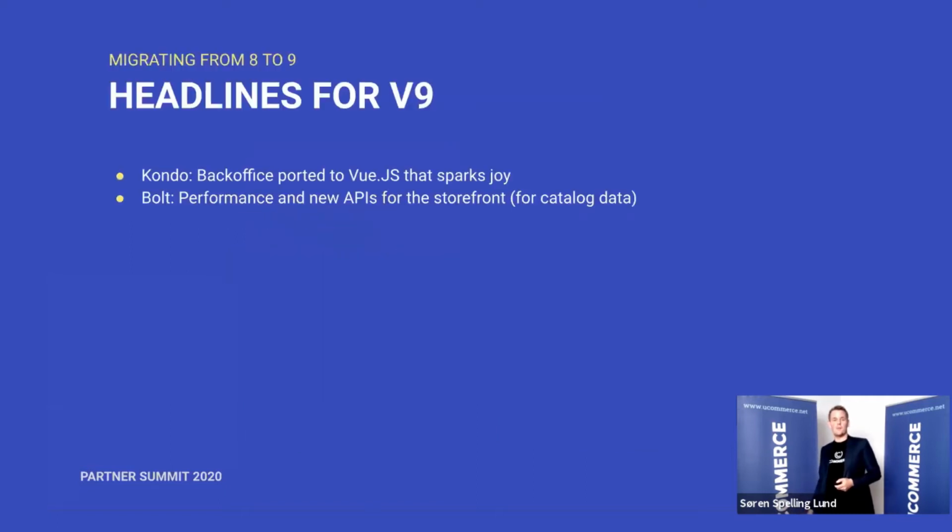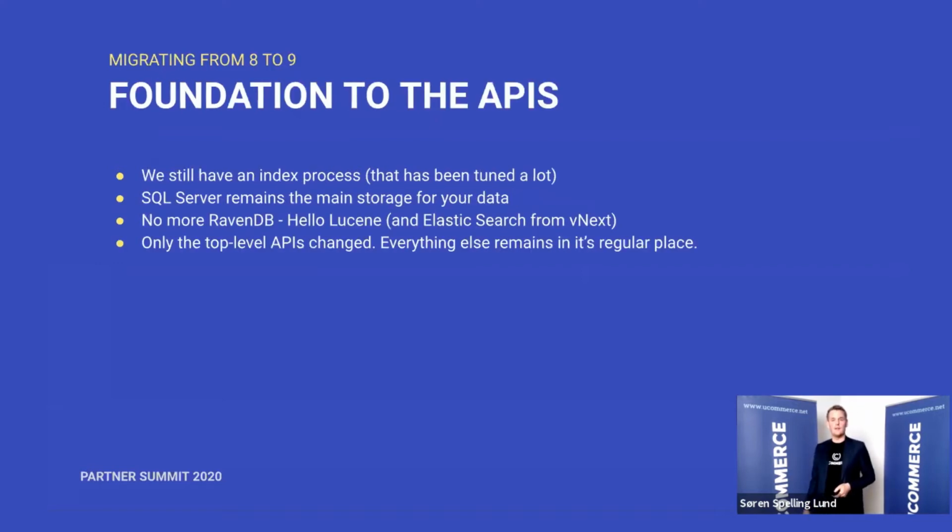Good. So what's up with V9? Just to set the stage, Condo is the new back office. We've just heard more about that, and then we have Bold, the new APIs set in the world to do performance. We've also heard about that, and it's mostly the second part here that will give you headache when you need to port from V8 to V9, because everything broke just a little bit, but everything broke, and that's what I want to address a little bit here.